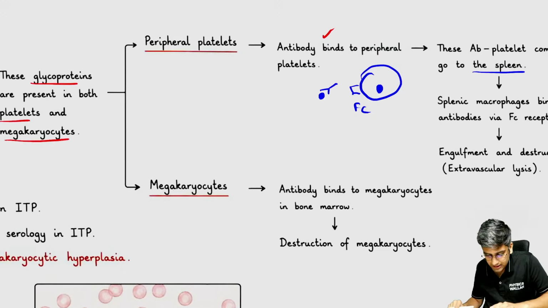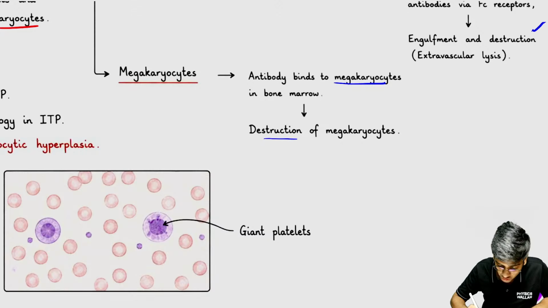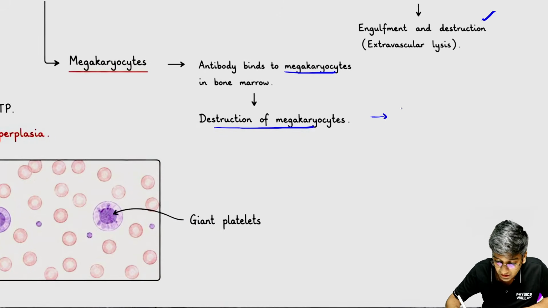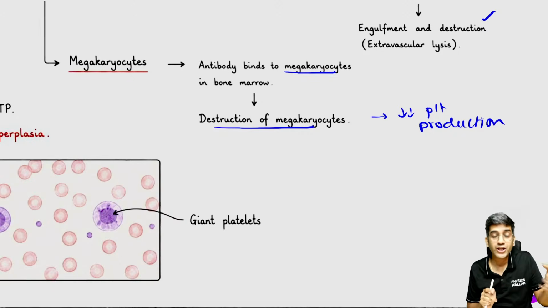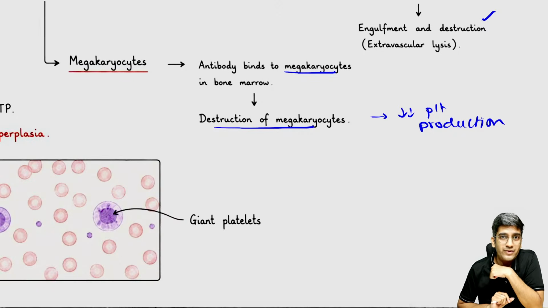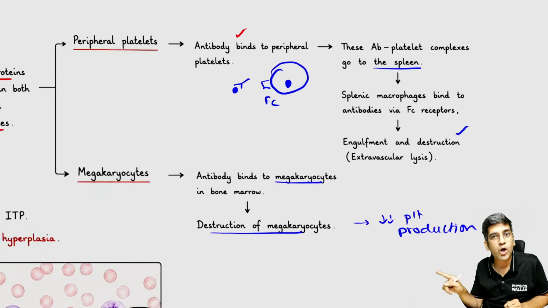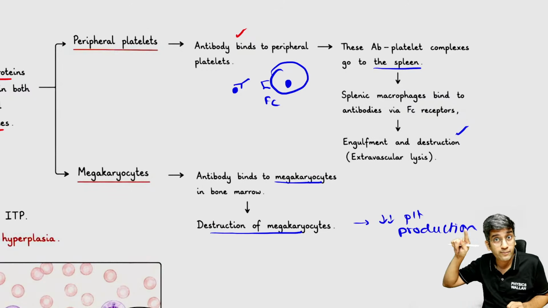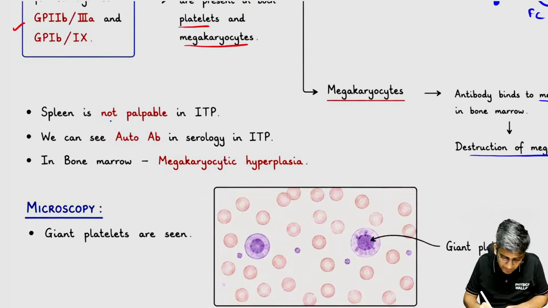Okay. Here, the antibodies do bind to the megakaryocytes in the bone marrow also, which will destroy the megakaryocytes, which eventually will reduce platelet production. So here I have two problems. Not only peripheral destruction, and also in the center, my megakaryocytes are being destroyed. Right? So both of them will be destroyed. That's the slight difference in the pathogenesis between autoimmune hemolytic anemia and your ITP, right? Perfect.